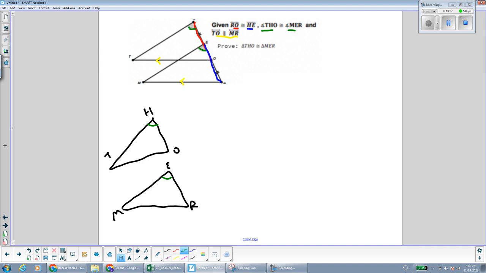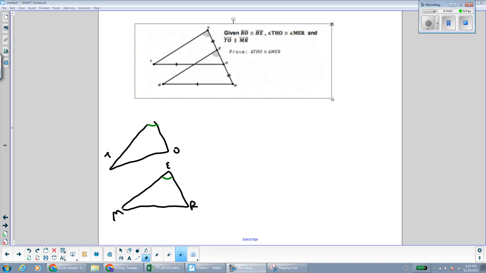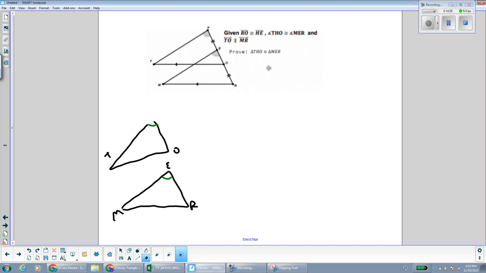But wait, I can't mark RO because RO is not a side of this triangle. If you take a look, RO extends beyond the side of the triangle. Oh, so sorry about the blurry letters. I just realized that I had the letters in the wrong spot because it was cut off. So we're just going to backtrack and remark and label the diagram.